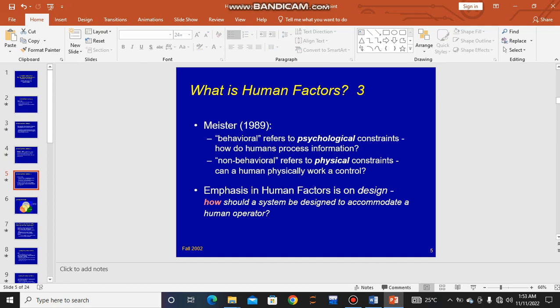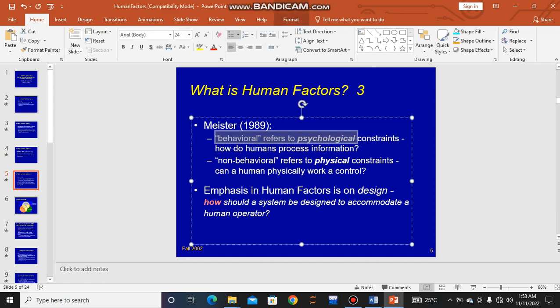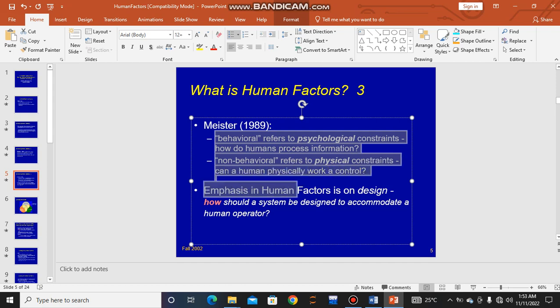What is human factors? Meister: behavioral refers to psychological constraints. How do humans process information? Non-behavioral refers to physical constraints. Can a human physically work or control? Emphasis in human factors is on design. How should a system be designed to accommodate a human operator?